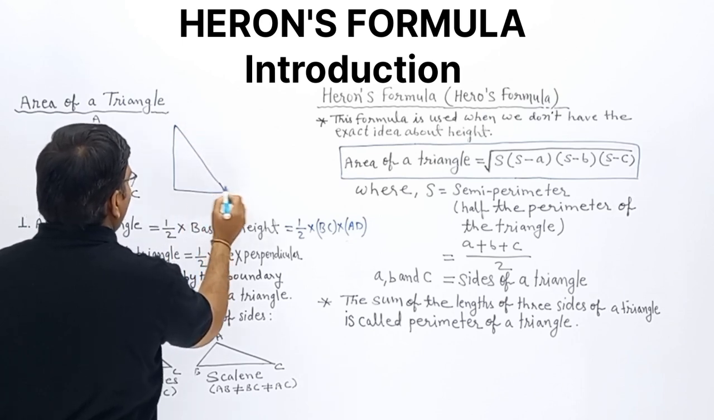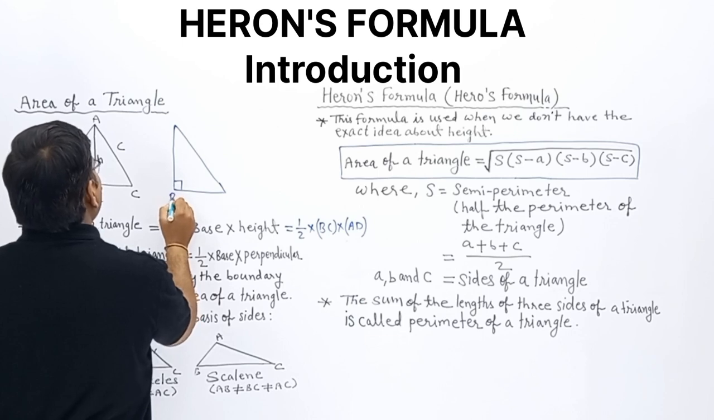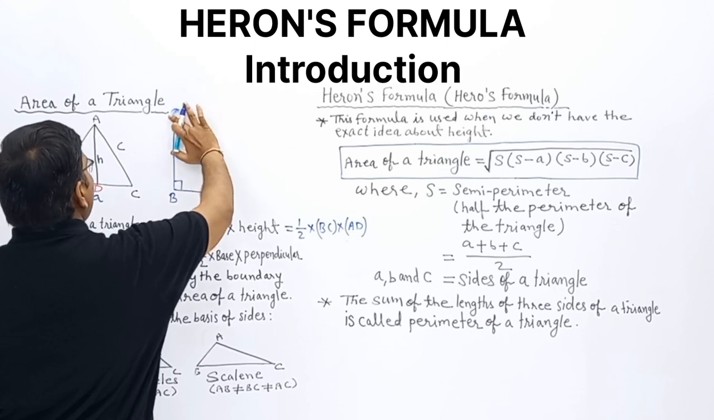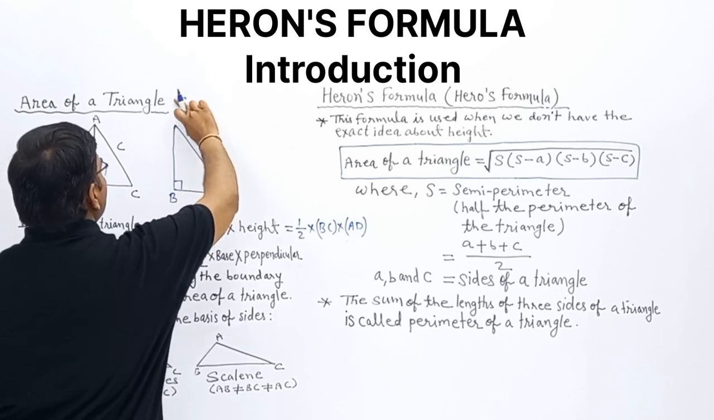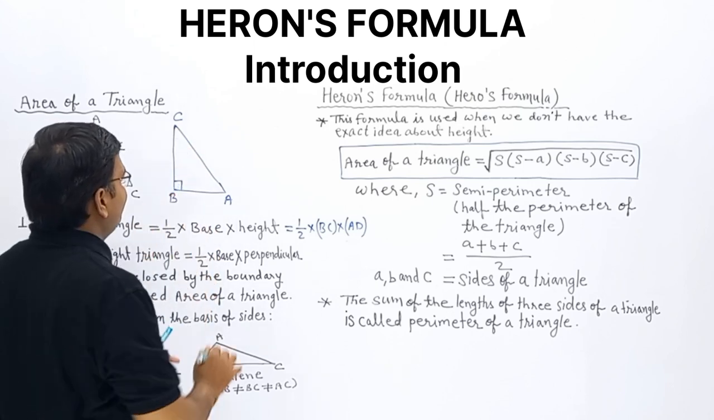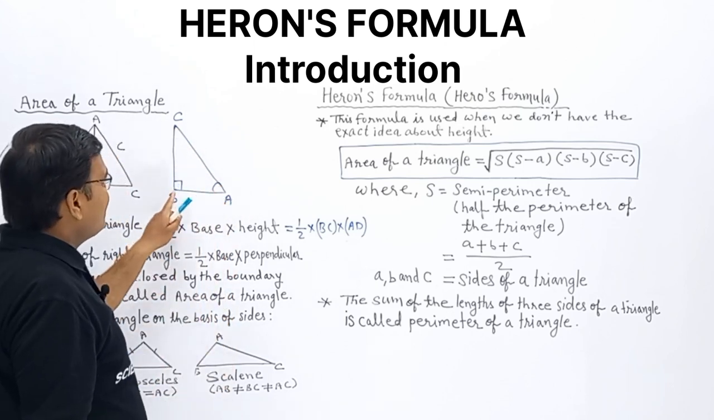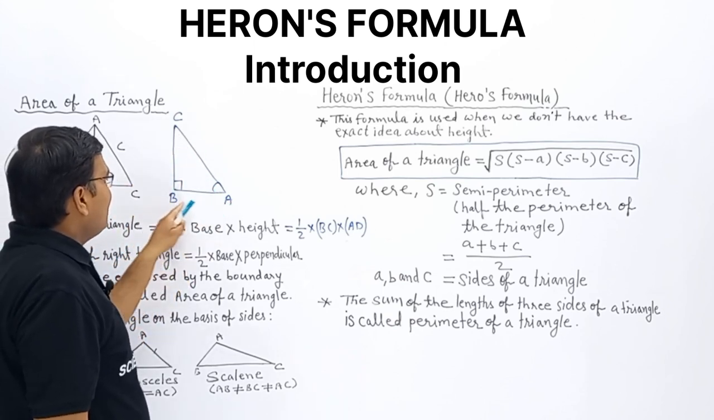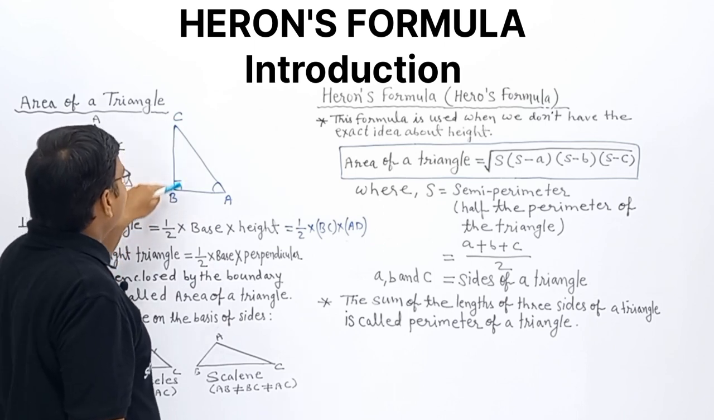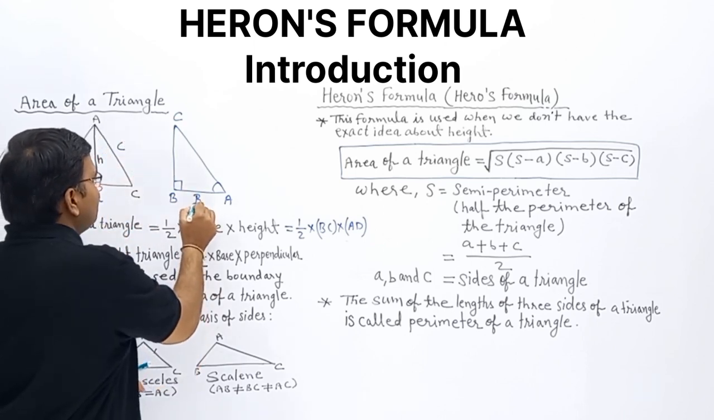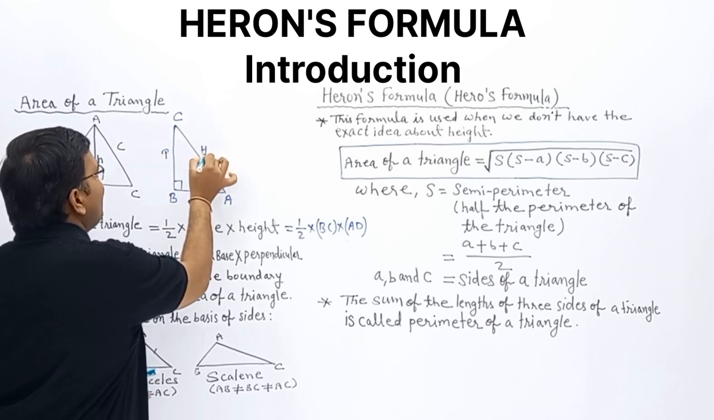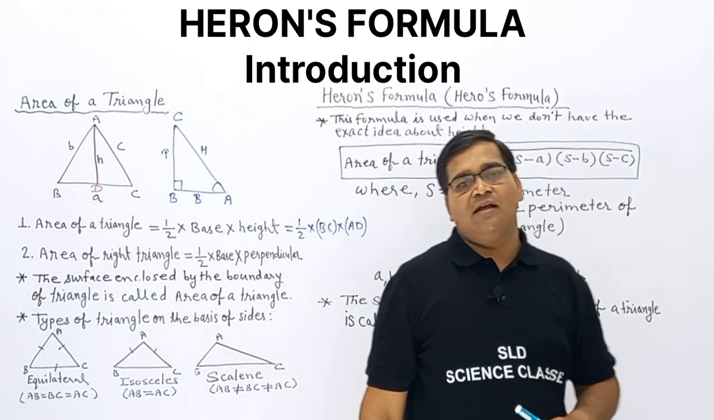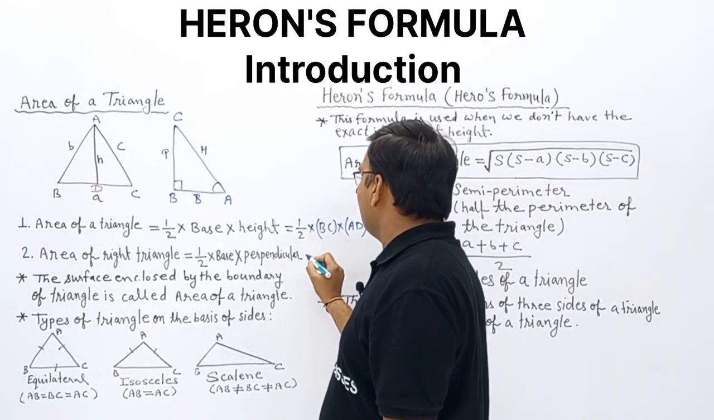In the right triangle we know well, one angle is what? 90 degrees. This is ABC, right angled at where? This one is right angled at B. So now this is a right triangle, and both other angles will be acute angles. AB is the base, its height will be what? This one. This is the base, this will be the perpendicular, and this will be the hypotenuse. So once we are having a right angled triangle, its area will be what?